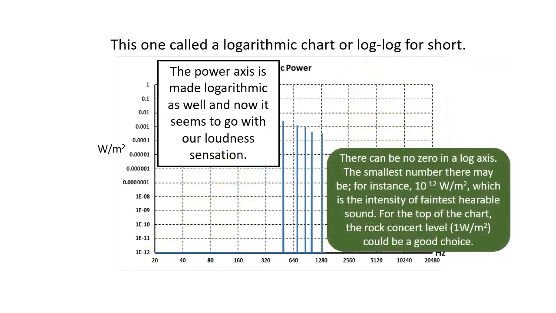There can be no zero in the log axis. The smallest number there may be, for instance, 10 to the power of minus 12 watt per square meter, which is the intensity of the faintest hearable sound. For the top of the chart, the rock concert loud, 1 watt per square meter could be a good choice.